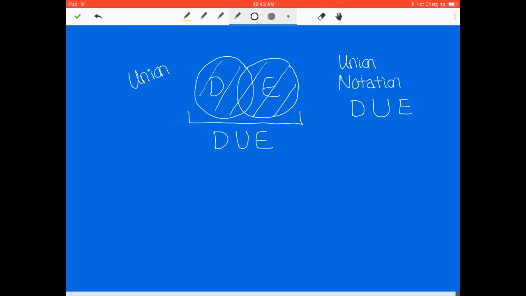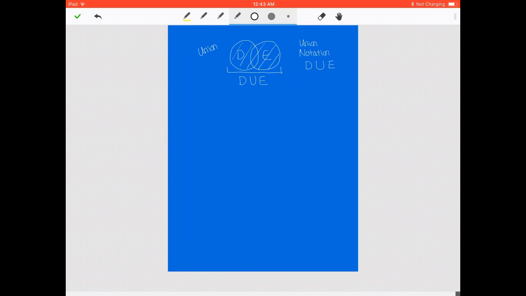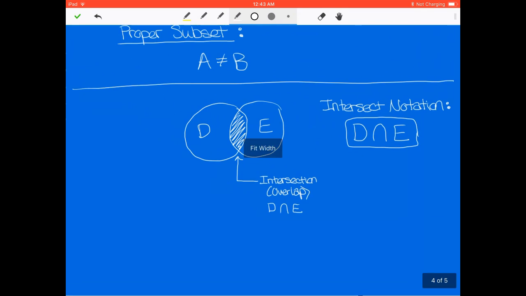So let's go back to set notation. How would we talk about set notation of the intersecting portion of these two sets?